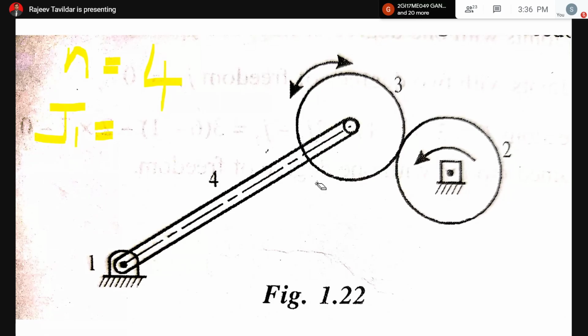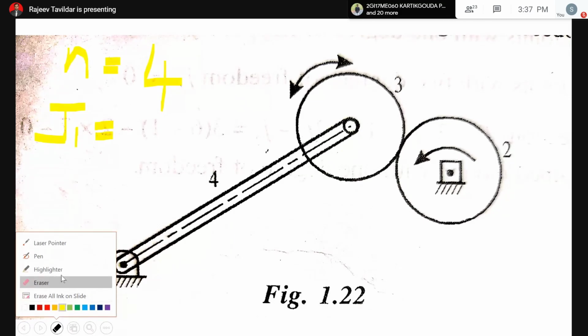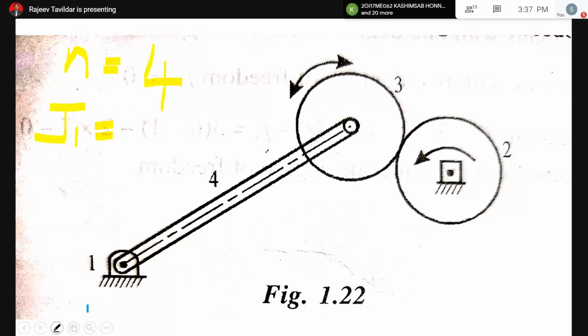So what about J1? I want this class to be a discussion class because I need you to tell me if you understood or not how to find J1 and J2 and all those things. Okay, I'm getting J1 as 3 in the chat box. Now you'll have to make a note of a very important point that I'm going to tell you.